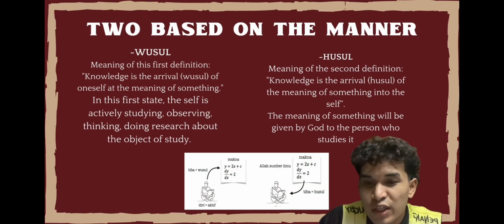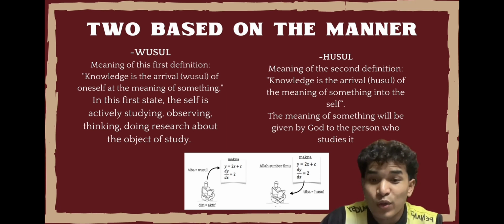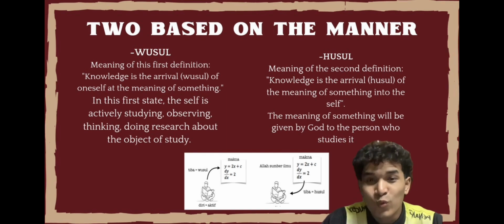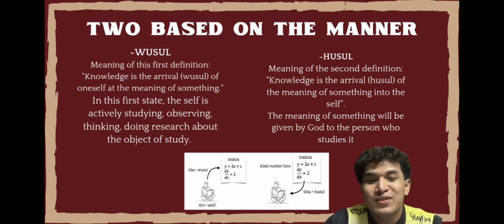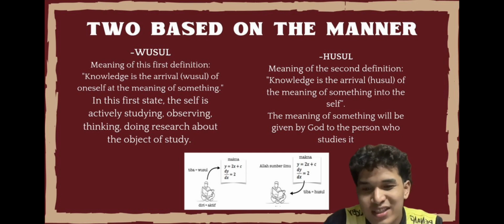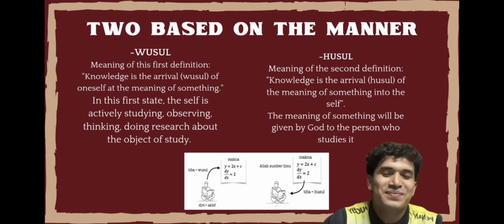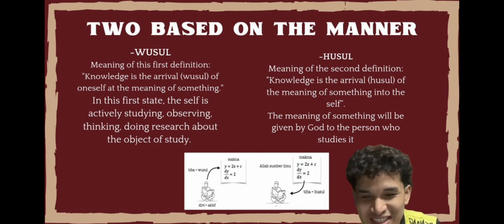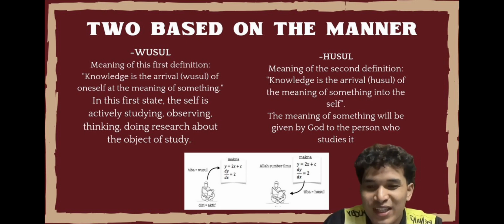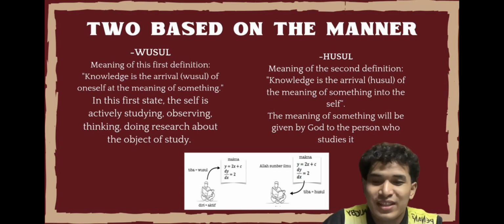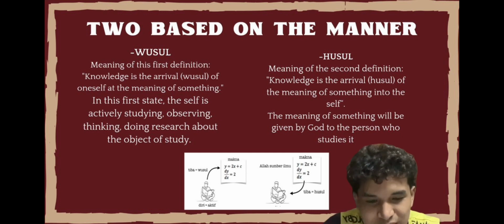Next, the meaning of the first definition: knowledge is the arrival, or wusul, of oneself at the meaning of something. In the first state, the self is actively studying, observing, thinking, and doing research about the object of study. The meaning of the second definition: knowledge is the arrival, or husul, of the meaning of something into the self. The meaning of something will be given by God to the person who studies it.